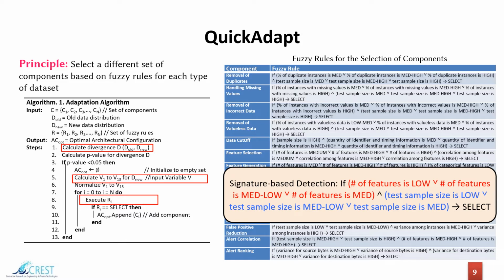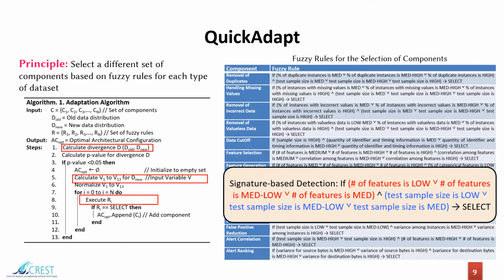And the test sample size, because if the test sample size is very large and we have a two-phase processing of the anomaly-based detector and signature-based detector, in that case we are already giving up too much on the response time. So that is why whenever the number of features and the test sample size are on the lower side, it makes sense to operationalize this component.